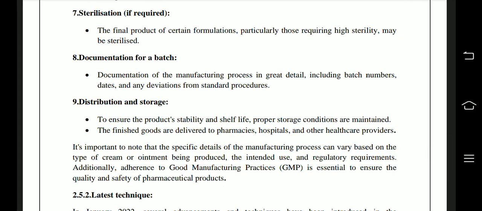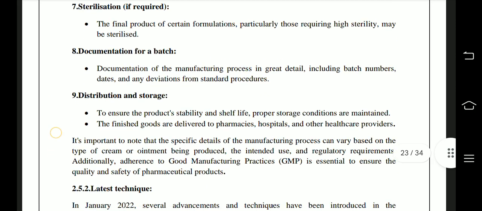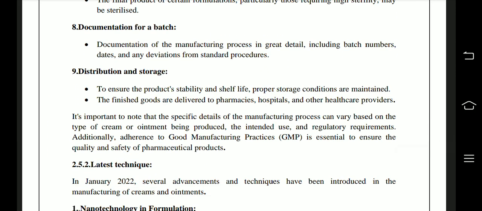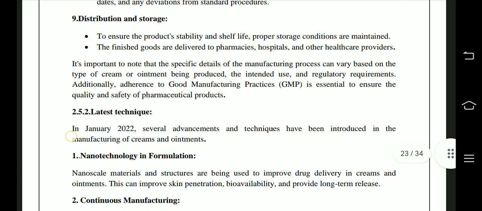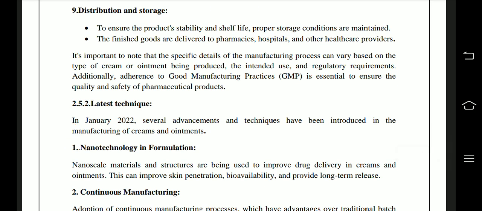Documentation for the batch is the fifth point. Documentation of the manufacturing process in great detail, including batch numbers, dates, and any deviations from standard procedures. Distribution and storage: to ensure product stability and shelf life, proper storage conditions are maintained. The finished goods are delivered to pharmacies, hospitals, and other healthcare providers.